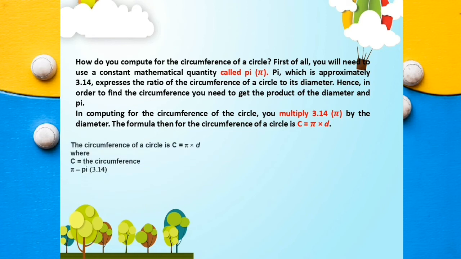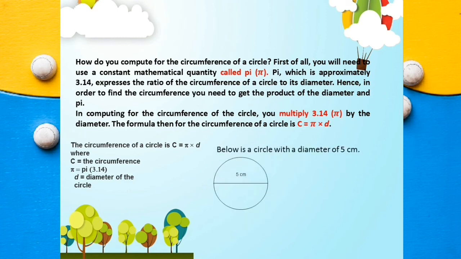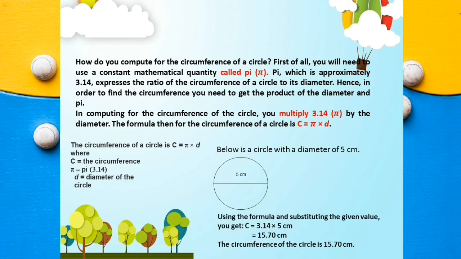The circumference of the circle is, again, C is equal to pi times D, whereas C is the circumference, pi is approximately 3.14, and D is the diameter of the circle. So below is a circle with a diameter of 5 cm. Using the formula and substituting the given value, C, or the circumference, is equal to 3.14, which is the value of pi, times 5 cm, which is the given. Then multiply lang. The answer would be 15.70 cm. The circumference of the circle is 15.70 cm.